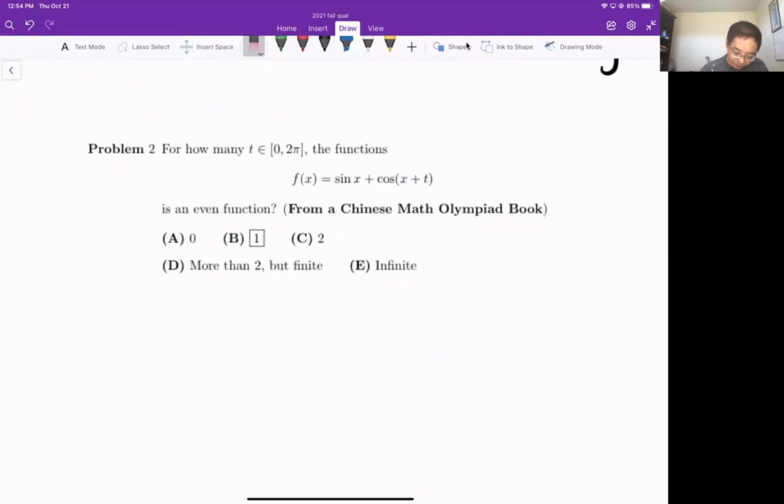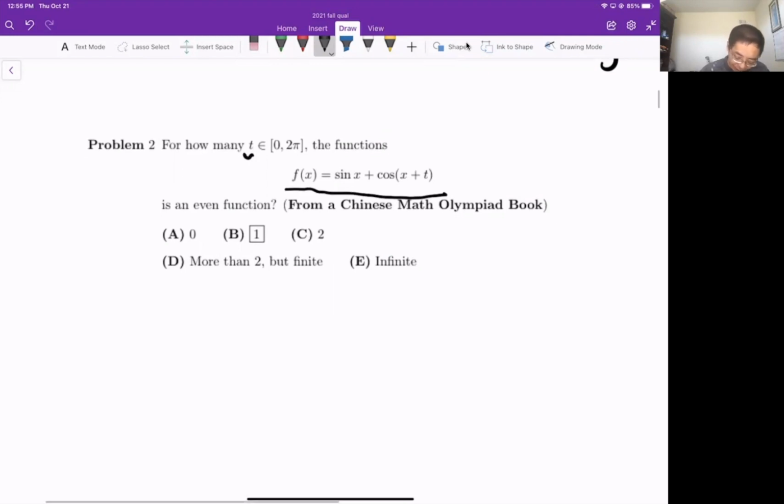Question number 2. Here the question asks, for how many t is the function f(x) = sin x + cos(x + t) an even function of x? Now, even function means, by definition, f(x) is the same if we replace x by -x. There are different ways to solve the problem. The quickest way is to try a special value.